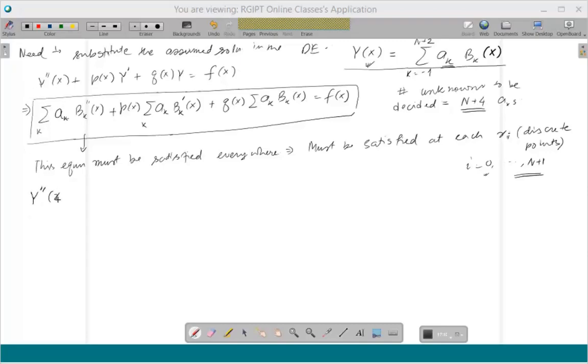Y double prime at x equal to xi would be how much? That would be ak bk double prime. So at x equal to xi, I have summed over k ak bk double prime xi. What would that be equal to? You can see the first term. This is what I'm approximating here. So bk double prime xi.